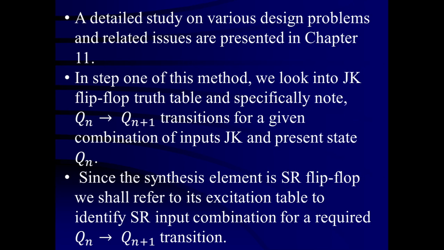A detailed study of various design problems and related issues are presented in chapter number 11. In step 1 of this method, we look into the JK flip-flop truth table and specially note the transition from Qn to Qn plus 1 for a given combination of inputs J and K and present state Qn.